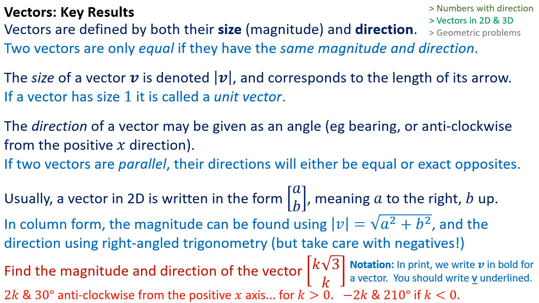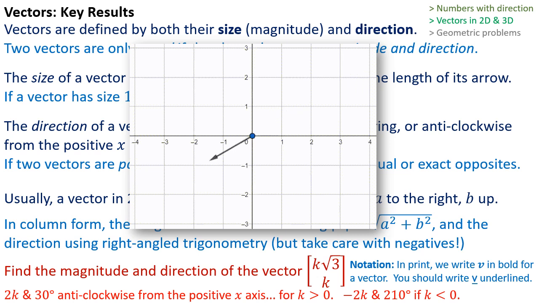Okay, here's what I got. I got 2k for the size. If k was 1, we just have (√3, 1), and when you square both and add them together and square root, you get 2. And then 30 degrees anti-clockwise from the positive x-axis. And then I realized that I'd missed something. And a helpful idea here is to think of a diagram.